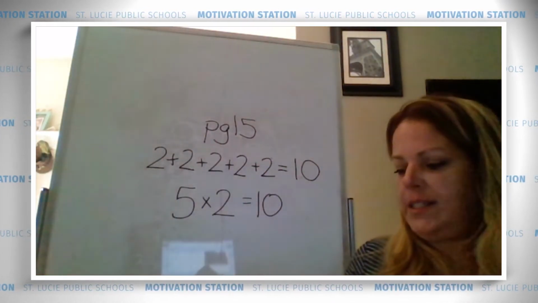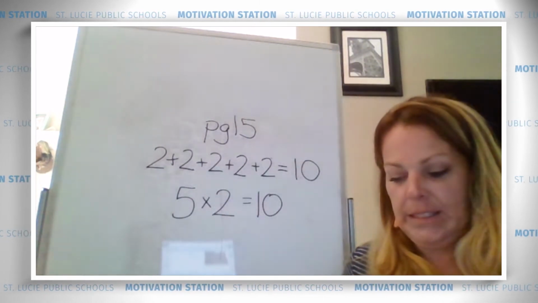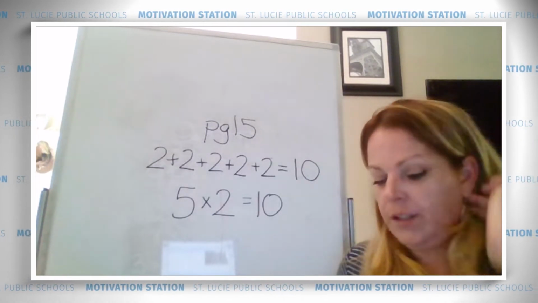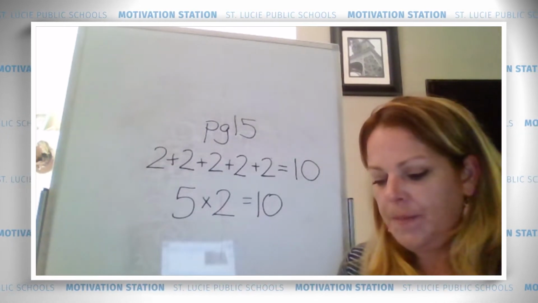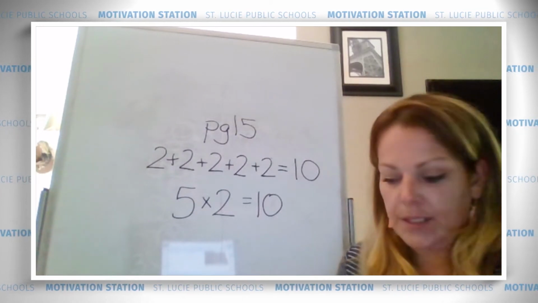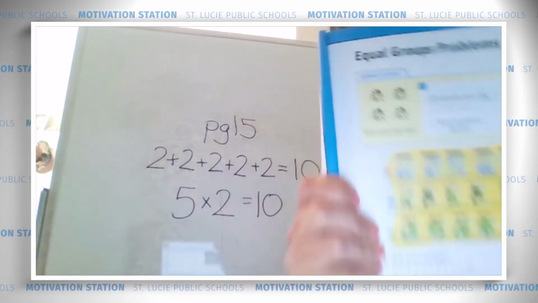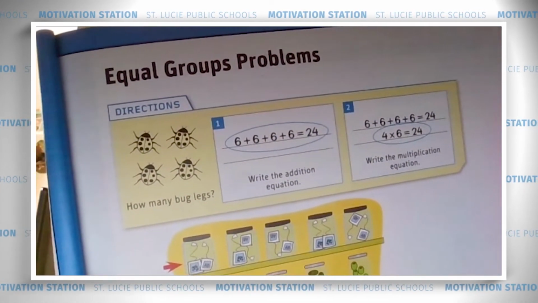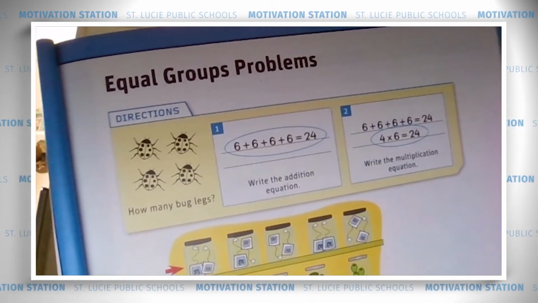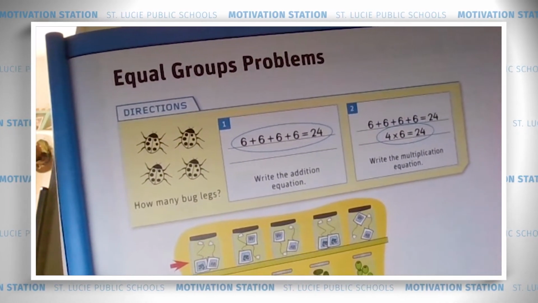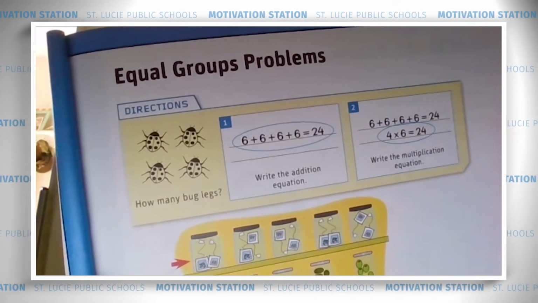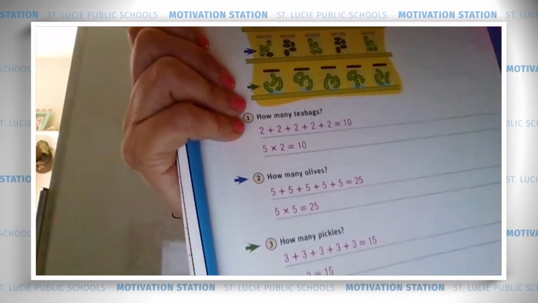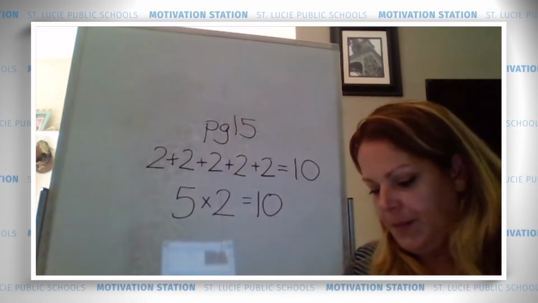All right, so the directions say how many bug legs. So we're talking about groups of legs. So they give you the first one. There's 6 legs on any insect. So, and we have 4 insects. So we're going to do 6 plus 6 plus 6 plus 6 equals 24. And then we can write that as 4 bugs with 6 legs each as a multiplication equation, and 4 times 6 equals 24. So that's what we're going to do at the bottom of the page with these 3 problems.